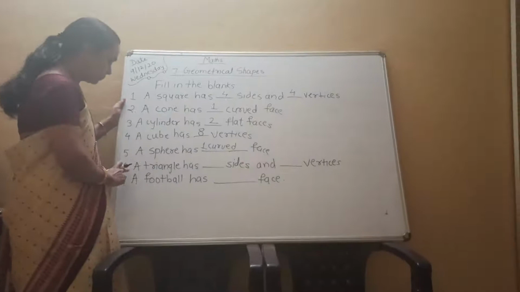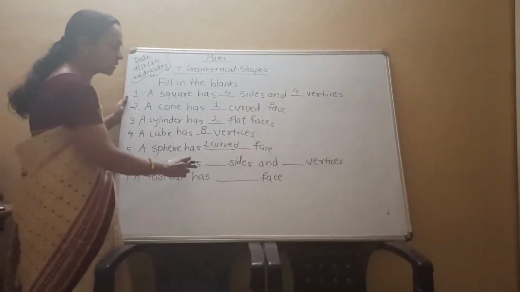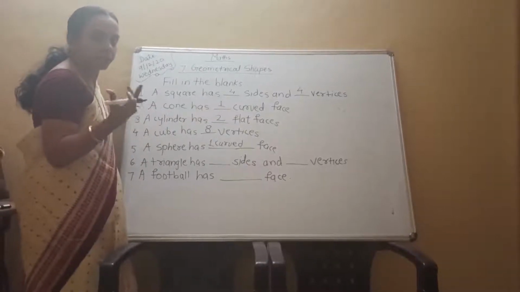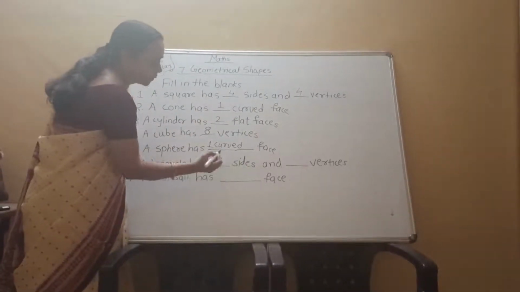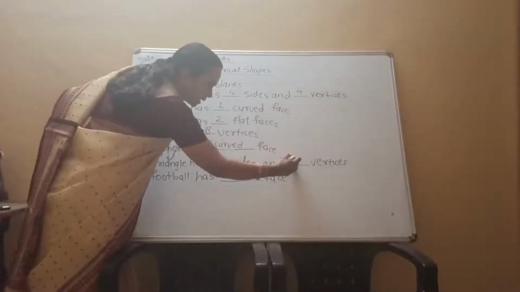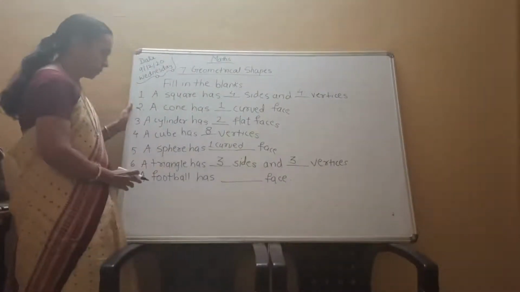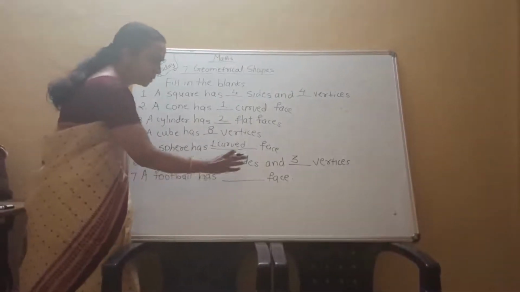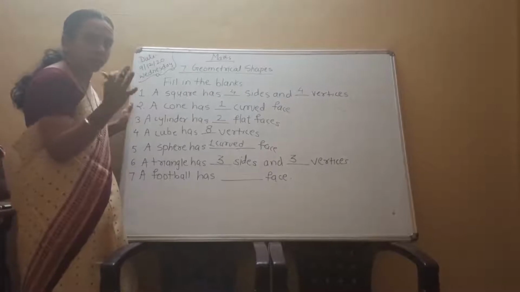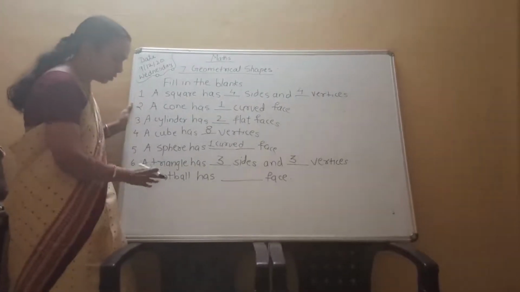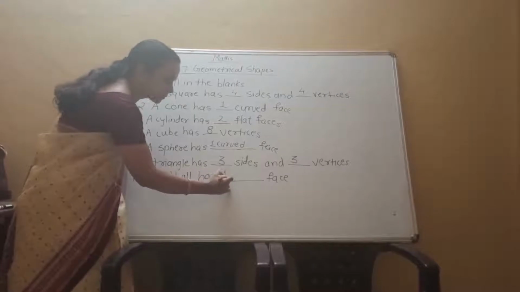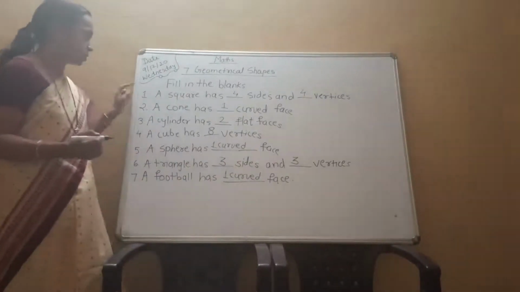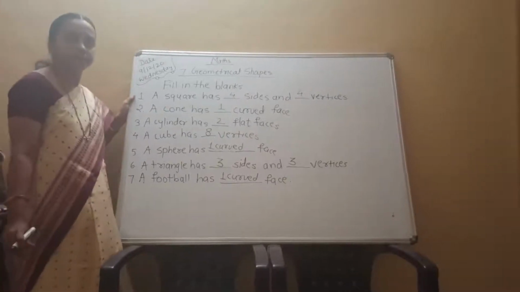Okay. Then sixth example is a triangle has dash sides and dash vertices. So a triangle has how many sides? 3 sides. And how many vertices? 3 vertices. So you write down here. A football has dash face. So you know very well what is the shape of a football. So a football has one curved face. Okay, so in this way you complete your answers.